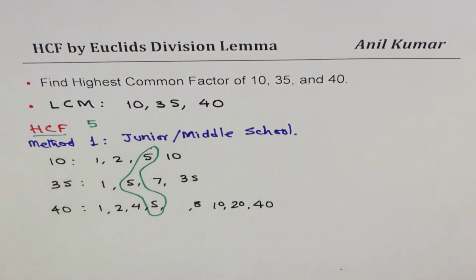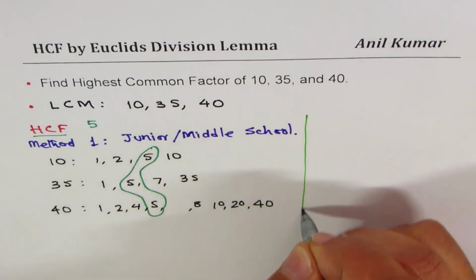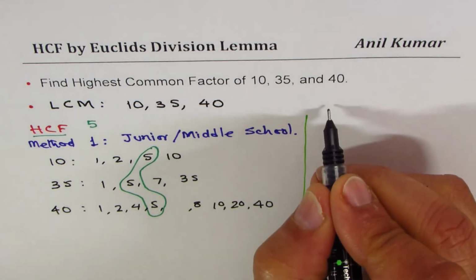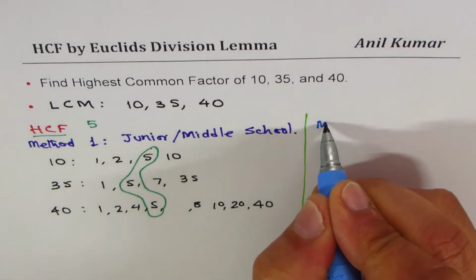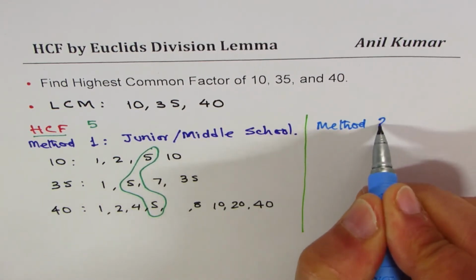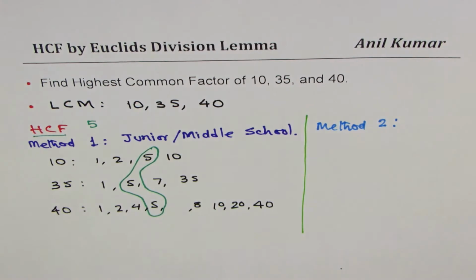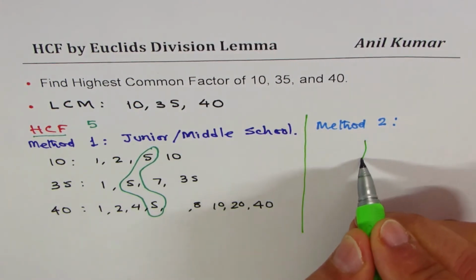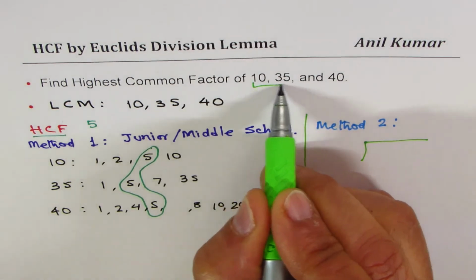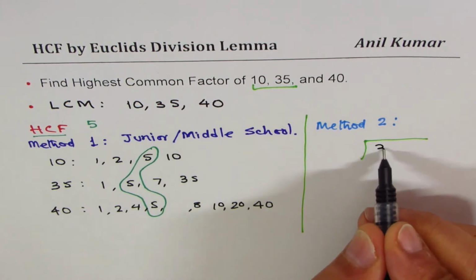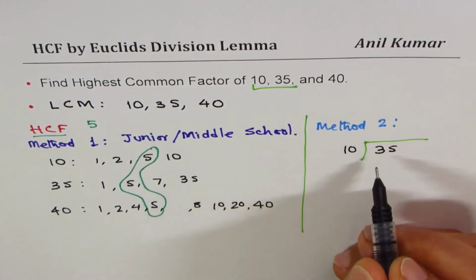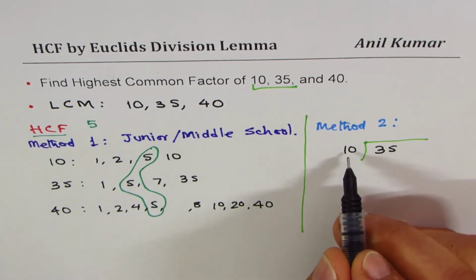Now, we'll use Euclid's division method to find the highest common factor. So that is our method number 2. Let me write in a different ink here. Method 2, using Euclid's division. Basically what we do here is take any two numbers. Let's take these two first. And then you divide one by the other, and obviously the bigger one goes inside, and the divisor is the smaller one.